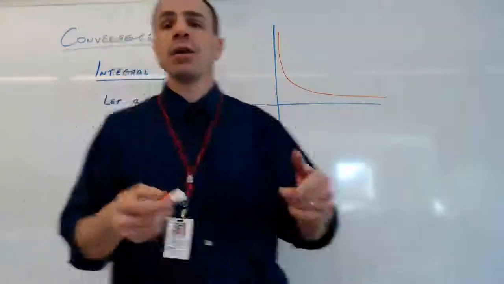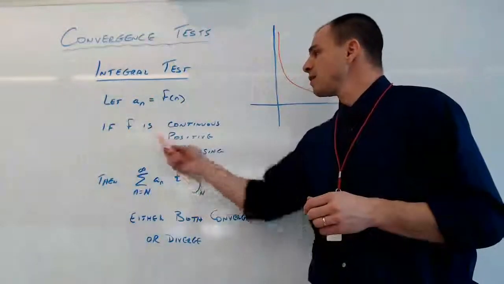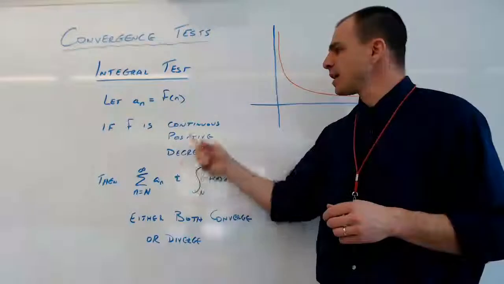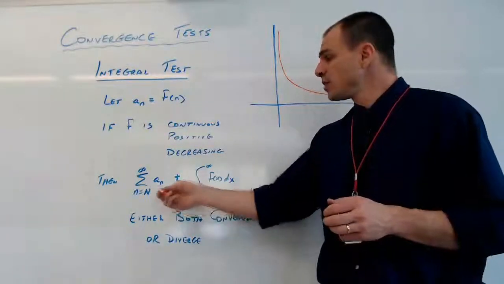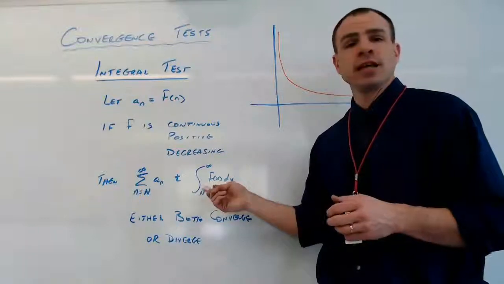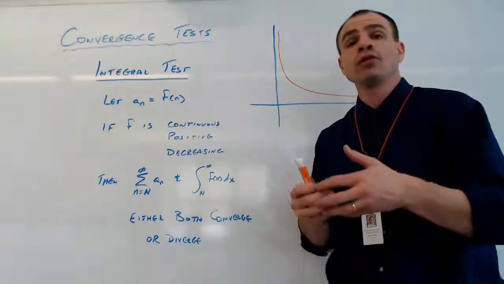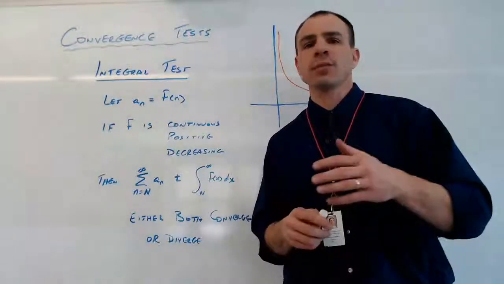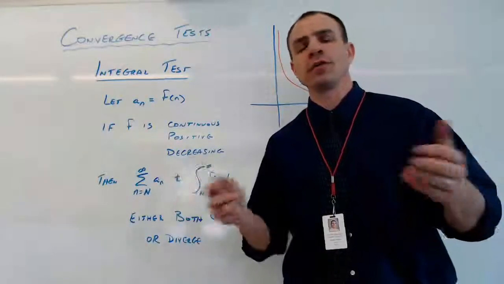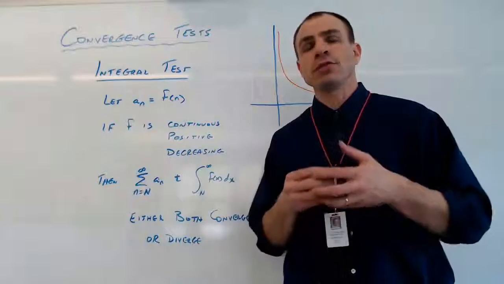Now what we know is that the conclusion of the integral test says that as long as the three conditions are met, then the series and the improper integral are going to either both converge or both diverge. It's not going to be a situation of one doing one thing and the other doing the other thing. They either both converge or they both diverge.